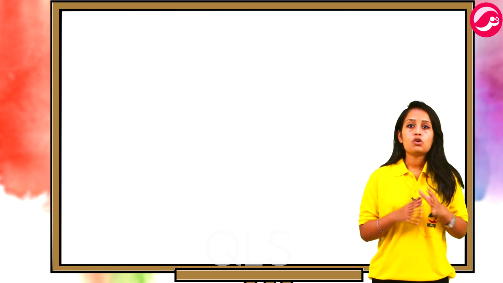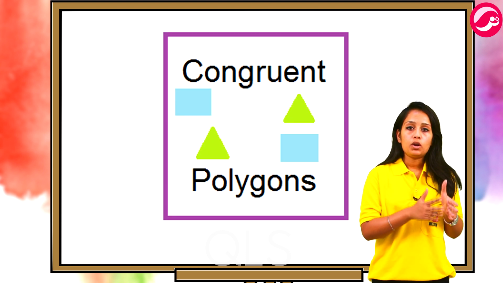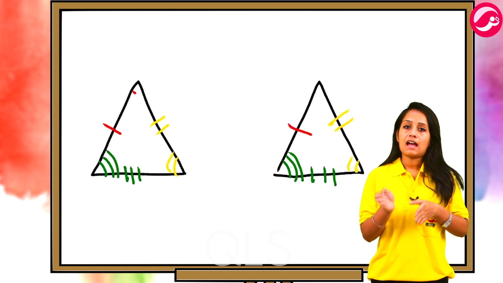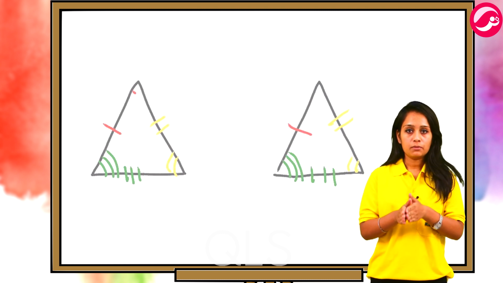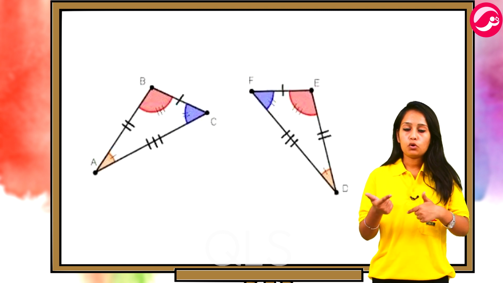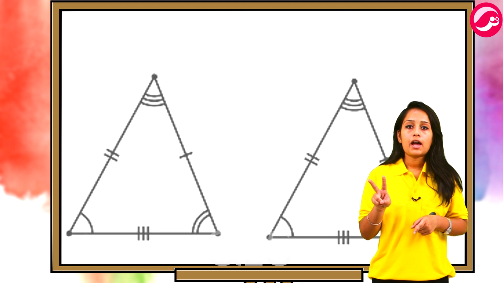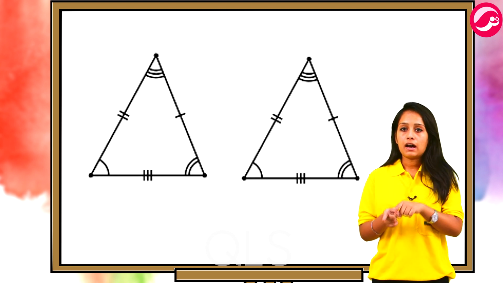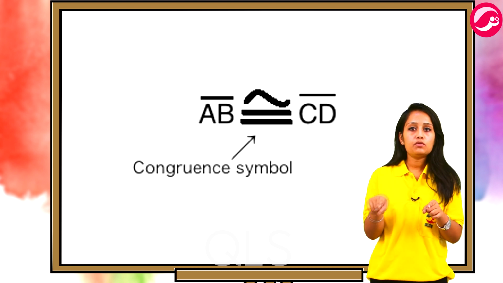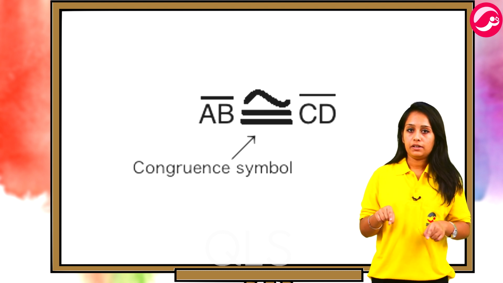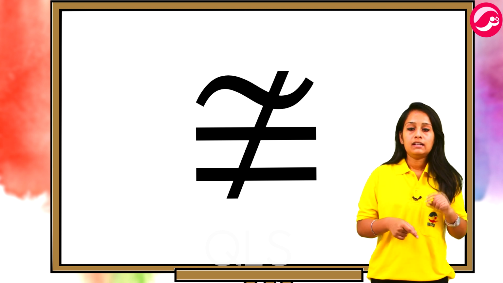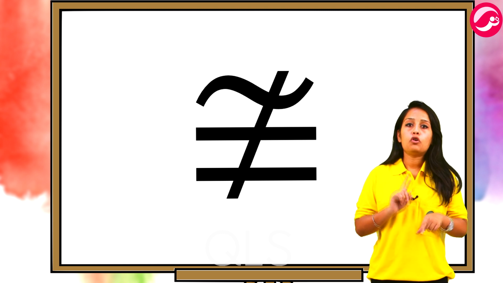The last one is congruent polygons. Congruent polygons have an equal number of sides and all the corresponding sides and angles are congruent, that is equal. However, they can be in different location, rotated or flipped over. So for example, 2 triangles are congruent even if one is a mirror image of the other. The symbol for congruency is an equal to sign with a tilde on top of it. If there is a diagonal line through the symbol, this means not. It is read as A is not congruent to B.